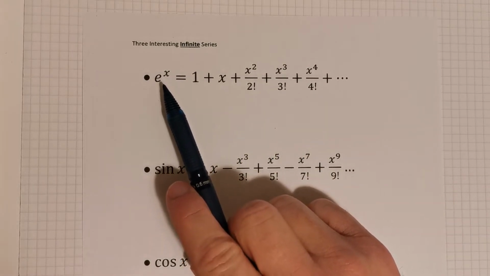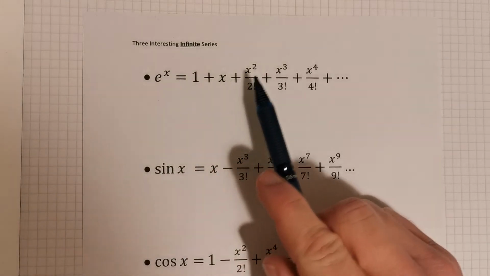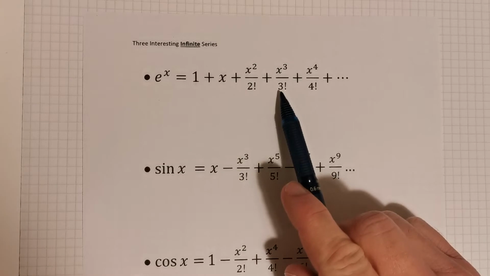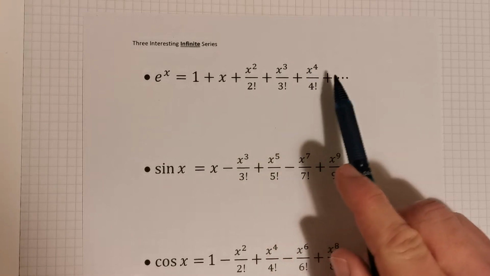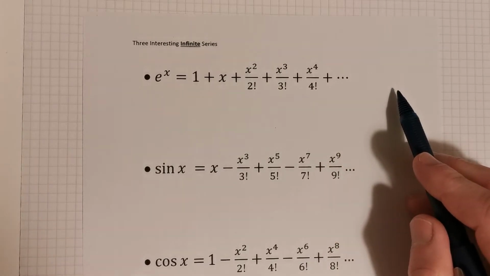We've got a series for e to the power of x. e to the power of x equals 1 plus x plus x squared over 2 factorial plus x cubed over 3 factorial plus x to the power of 4 over 4 factorial, and so on. My ellipsis is saying go on forever and ever.